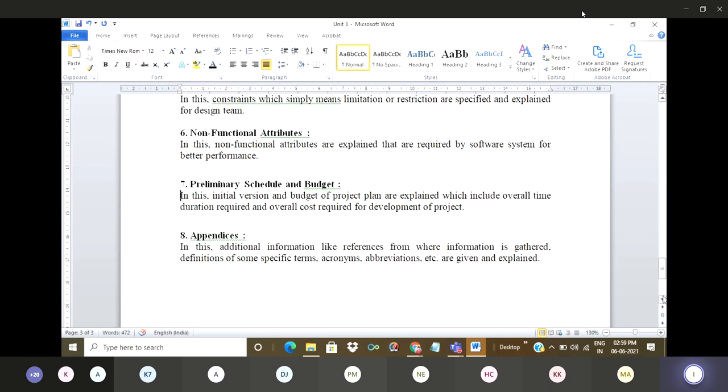Appendices: additional information like references from where information is gathered, and definitions of some specific terms, acronyms, and abbreviations are given and explained.